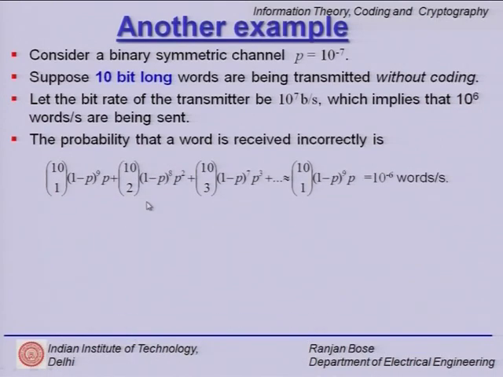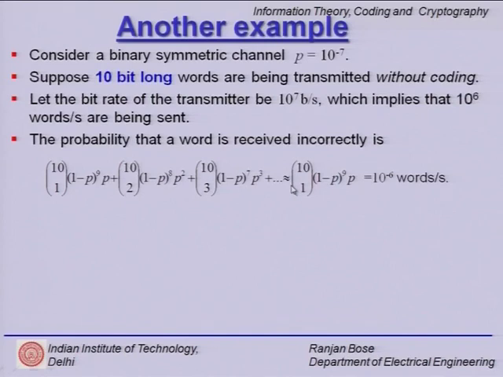Well, you can find out the probability that a word is received incorrectly. Either there is one error, so 10 choose 1, (1 minus p) raised to the power 9, that means 9 of them are not in error, and p, the probability of error, raised to the power 1, since 1 is in error. Or, as a mutually exclusive event, 2 errors happen. How can 2 errors happen? 10 choose 2, the number of ways I can have 2 errors out of 10, then (1 minus p), the probability of correct symbols, raised to the power 8, because 8 of them are correct, and p raised to the power 2, as 2 of them are incorrect. Or I have 3 possibilities, and so on and so forth.